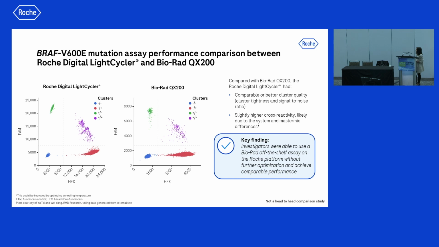Now, we do have an observation of slightly higher cross-reactivity, which is likely due to the fact that the system and master mix are different, right? As I mentioned, this was not optimized on the Digital LightCycler system, and we do think there's an opportunity to do further optimization to reduce the cross-reactivity that we are seeing here on the Digital LightCycler system. So again, the key finding from a qualitative standpoint is that there's an opportunity to port over assays that have not been optimized, have never been seen on the Roche Digital LightCycler, and there's potential that you would not have to do a lot of optimization once ported over, as demonstrated by this particular assay.